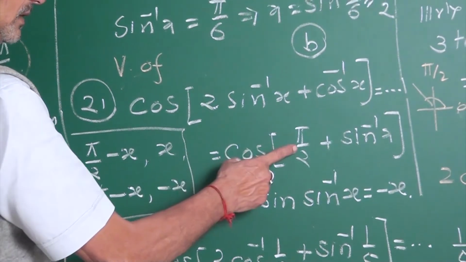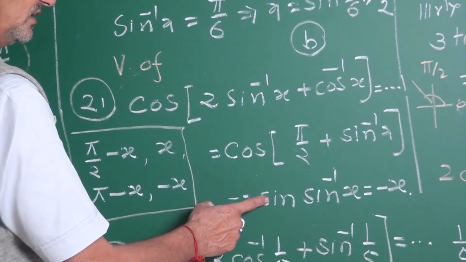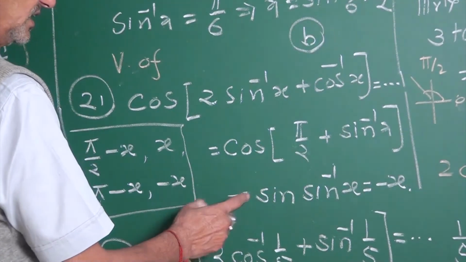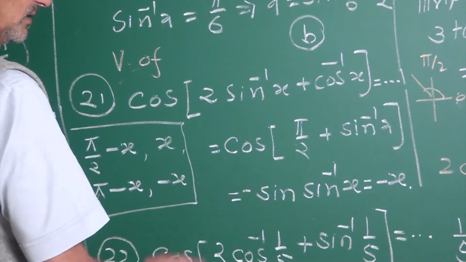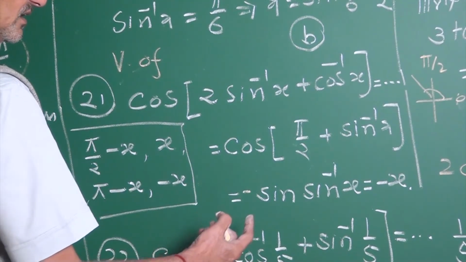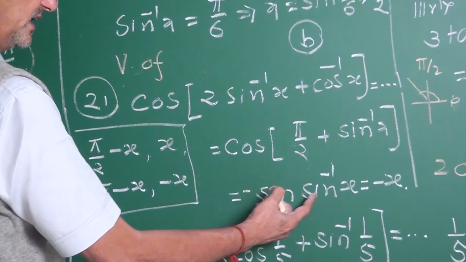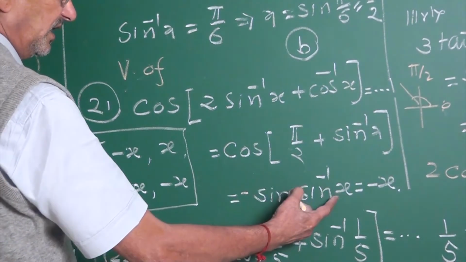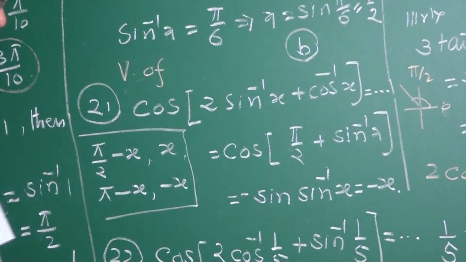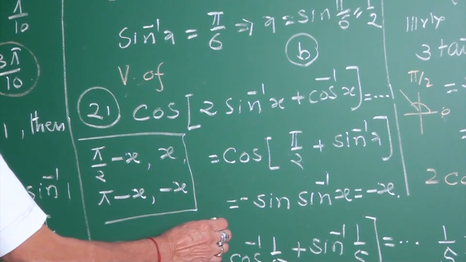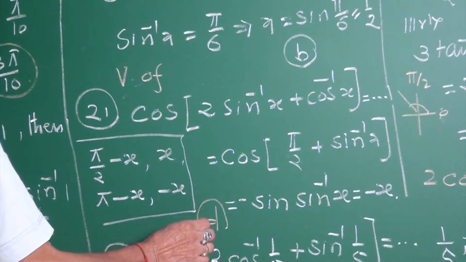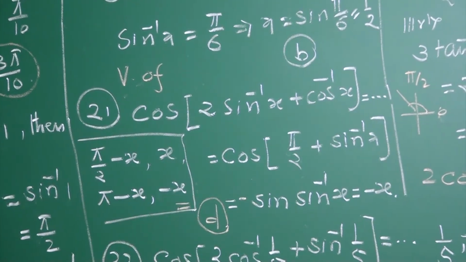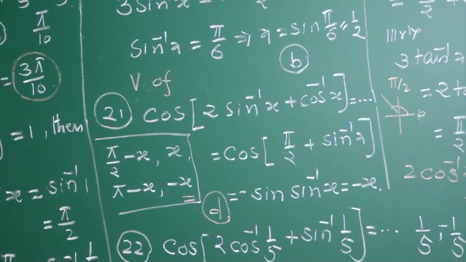Therefore, pi by 2, cos changes to sine. Theta is sine inverse x. In the second quadrant, this is minus sine. Again, law of inverse properties: sine of sine inverse x is x. So with the minus sign, it is minus x. Tell which option? Minus x is option D, my friends. Option D is the answer.